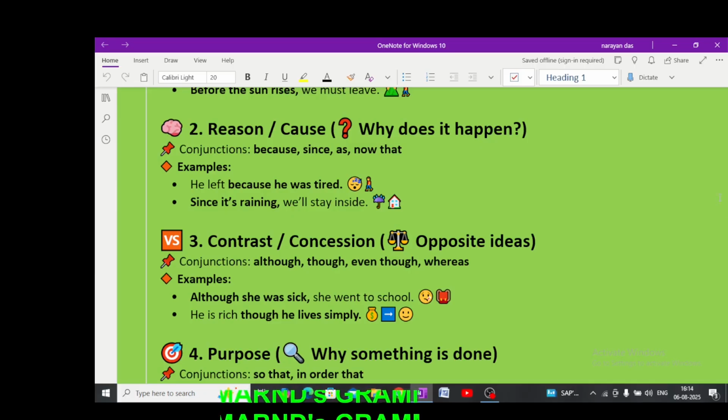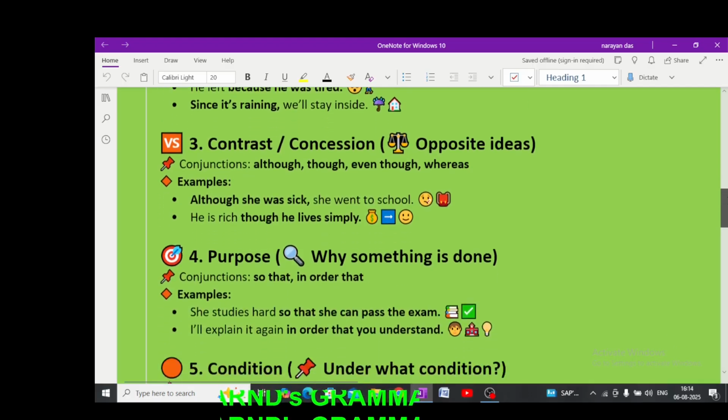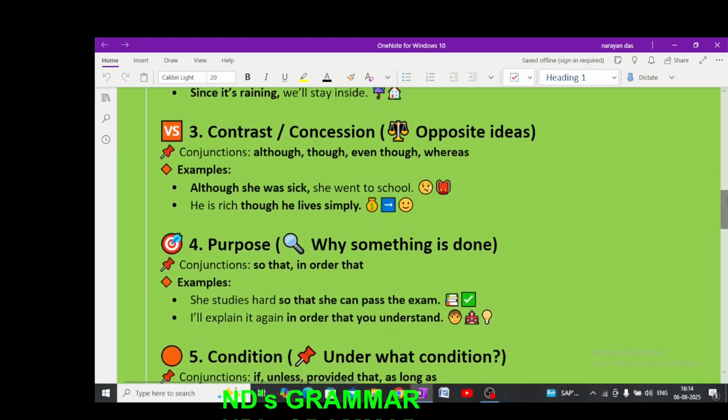Now, the adverbial clause of contrast. Contrast means showing a certain opposite relationship, and the subordinating conjunctions are although, though, even though, whereas. These are very common subordinating conjunctions of contrast. The example is: although she was sick, she went to school. Although she was sick is the subordinate clause beginning with the conjunction although. She went to school is the main clause.